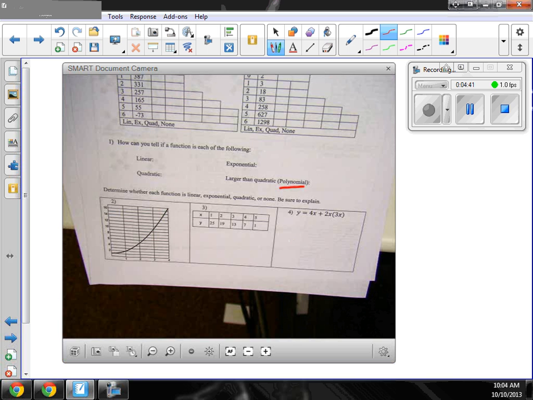Third difference would mean x to the third. Fourth difference would mean x to the fourth. So the number of the difference matches the exponent on your x value. Okay, good.